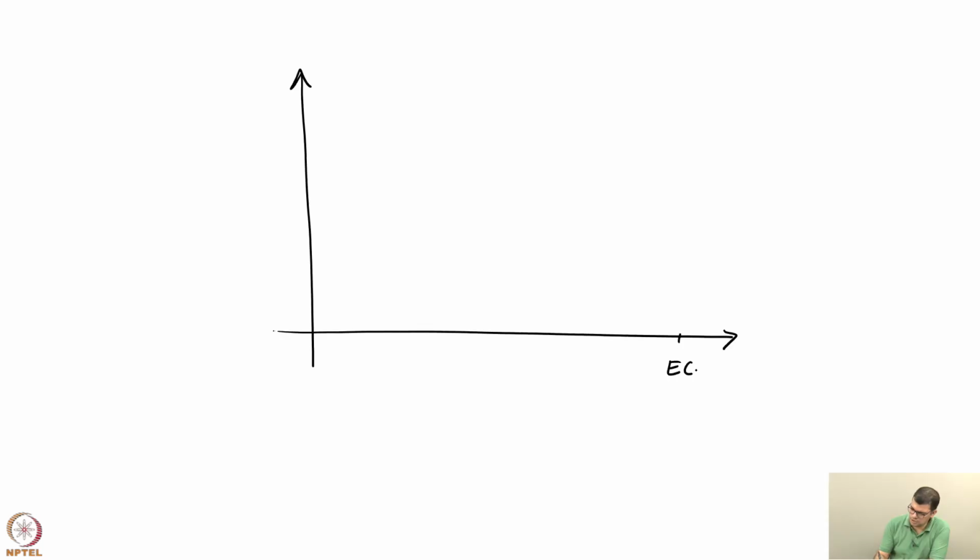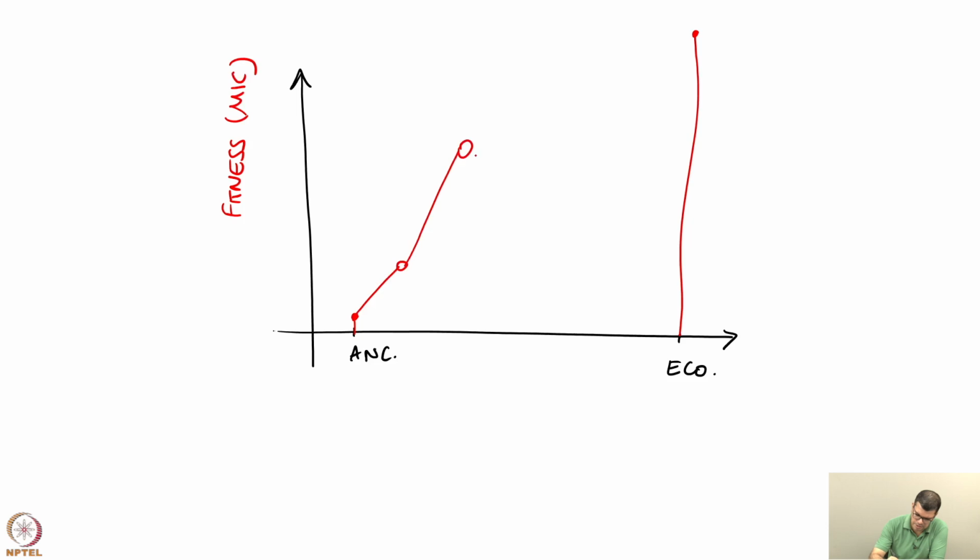However, on the other hand, we could also have a scenario such as this. This is the ecological strain, this is the ancestral sequence. And I could have this particular scenario play out. This is the same, this is fitness, MIC, first mutation, second mutation, third mutation, fourth, and then fifth. This path is not permissible by natural selection.